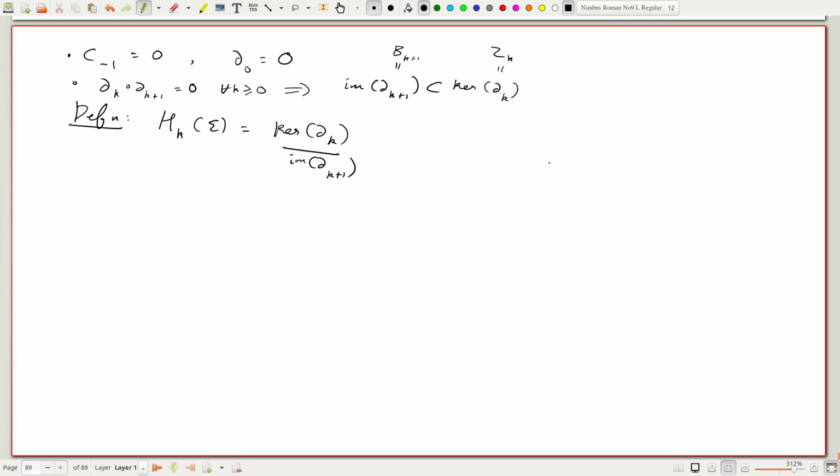The image of boundary k plus 1 comes as in the previous examples, that if I had, say, 2 loops, but I filled one in with a rectangle, then this thing has to become trivial. Okay, that we get as the homology. So we have defined simplicial homology.